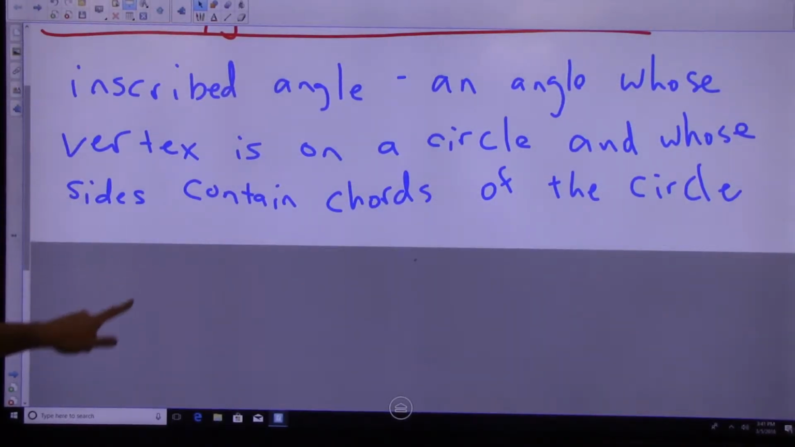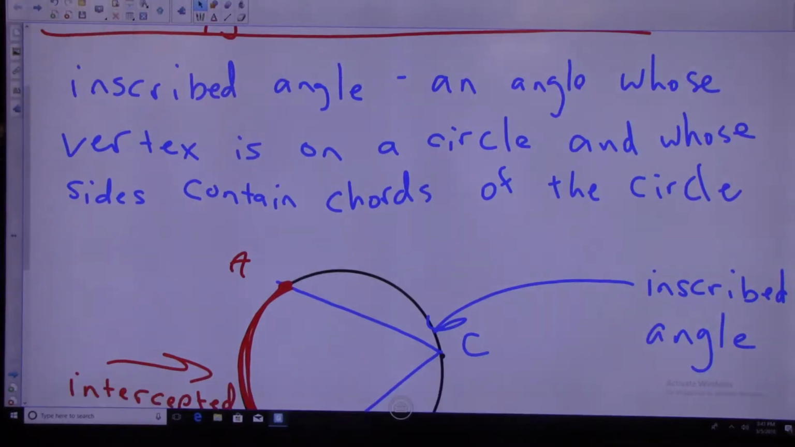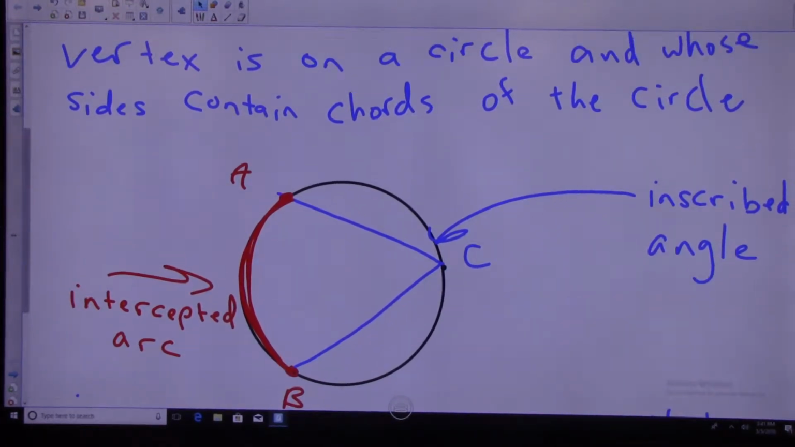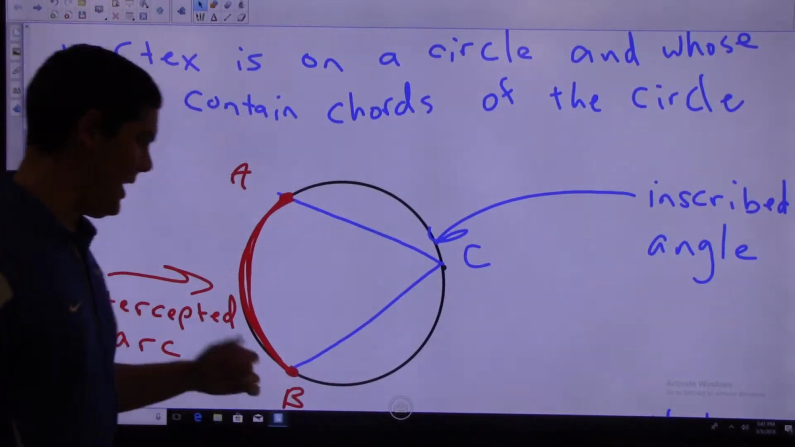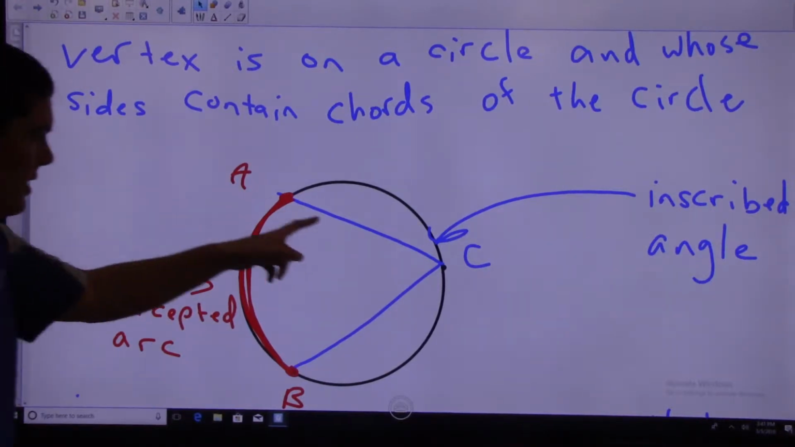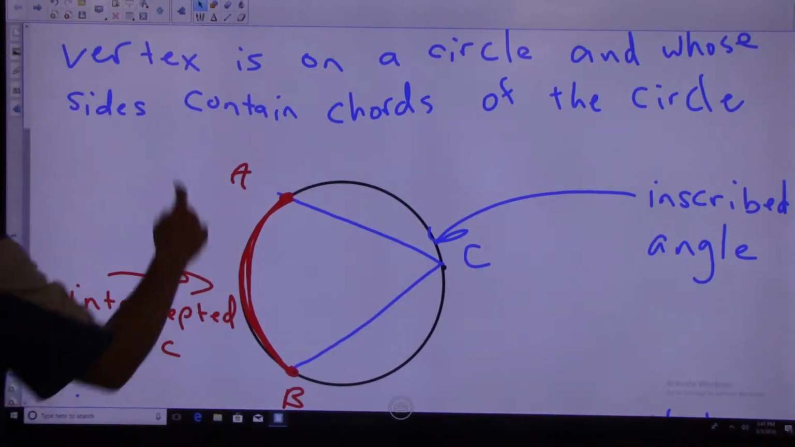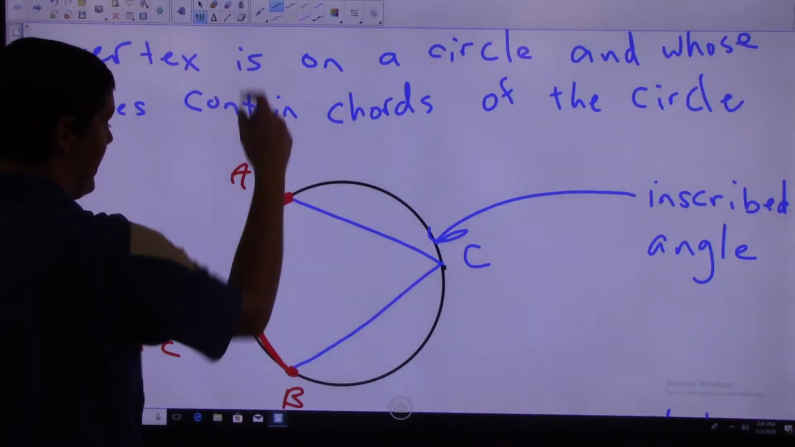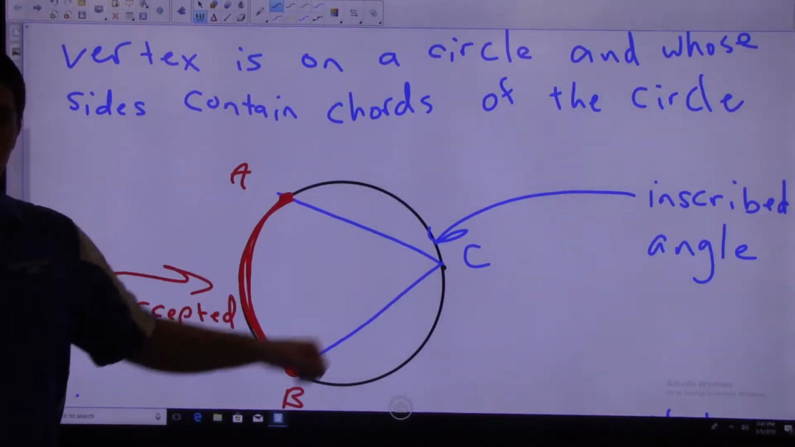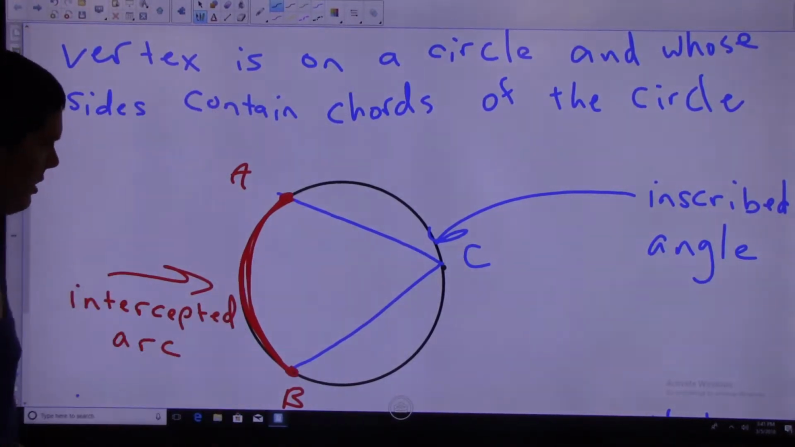So go ahead and fill in the blanks. Right here is going to be an inscribed angle. Angle ACB is an inscribed angle. Just to show you the difference between an inscribed angle and a central angle, let me draw a central angle here that intercepts the same arc. And by the way, this arc right here, AB, is going to be the intercepted arc of this inscribed angle. It's the arc on the interior.